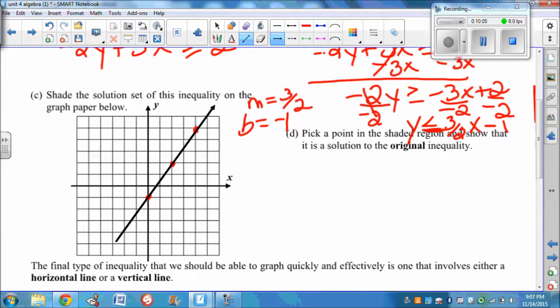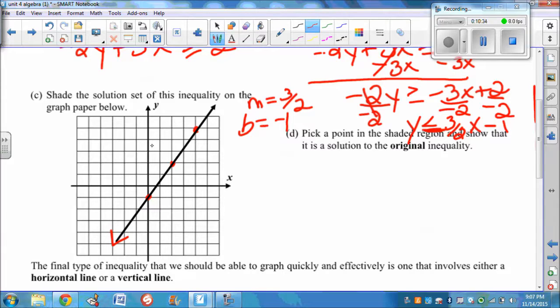So we've got a solid line. We're going to extend it. We're going to put arrows on either side of it, okay? And then we've got to shade where our solutions would be, shade the solution set to this inequality. So it says pick a point in the shaded region and show that it is a solution to the original inequality. So how do I decide where I'm going to shade this?